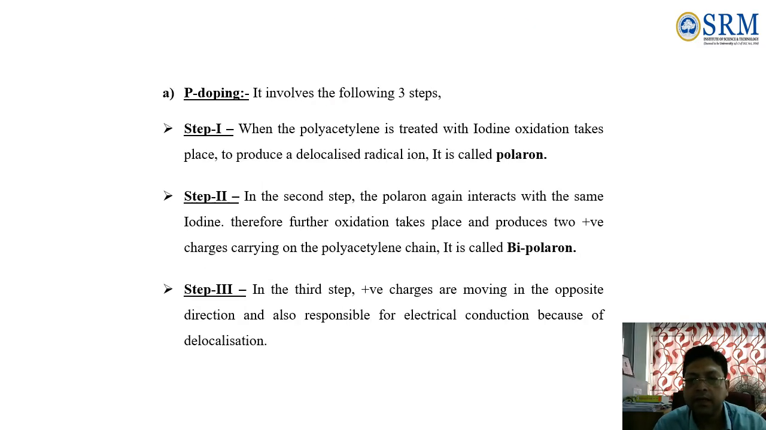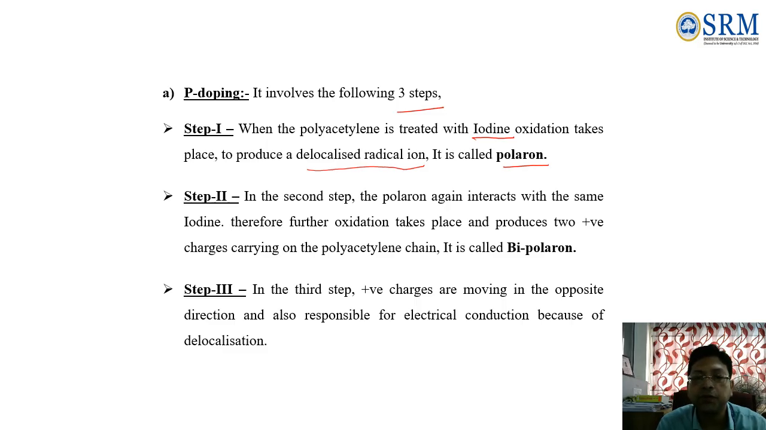When we see the p-doping of conducting polymer, it undergoes three steps. So what are the steps of p-doping? As a total, there are three steps of p-doping: step 1, step 2, and step 3. In step 1, when the polyacetylene is treated with iodine, oxidation takes place to produce a delocalized radical ion. It is called polaron. So this is step 1.